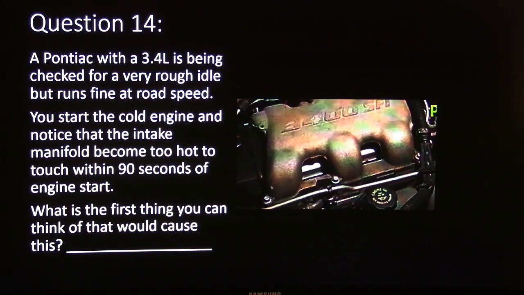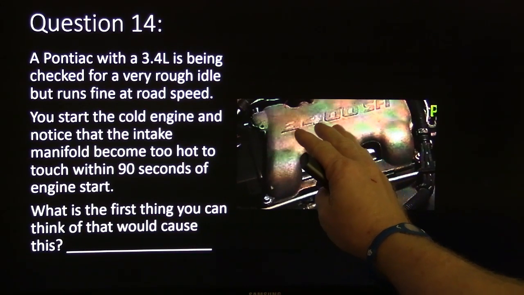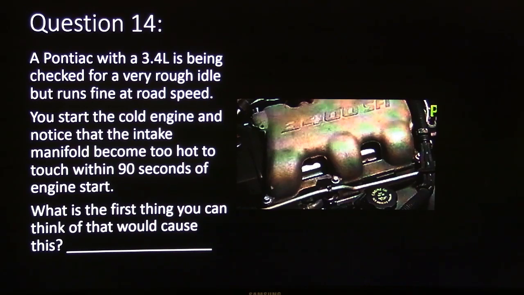A Pontiac with a 3.4 liter is being checked for a very rough idle, but runs fine at road speed. You start the cold engine and notice the intake manifold becomes too hot to touch within 90 seconds of engine start. What's the first thing you can think of that would cause this?